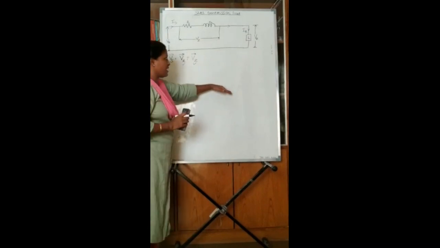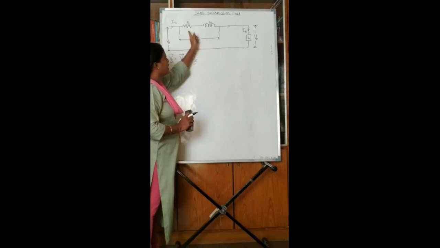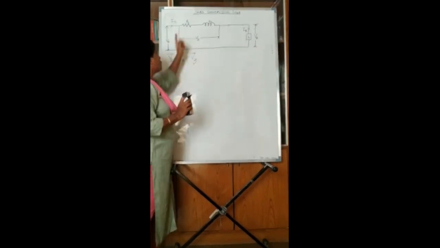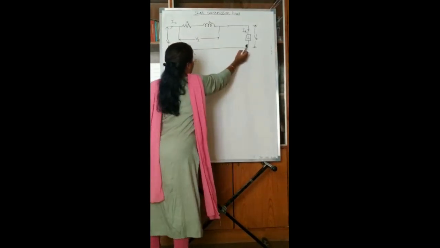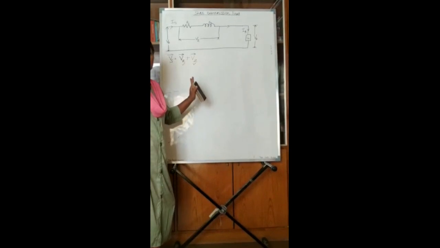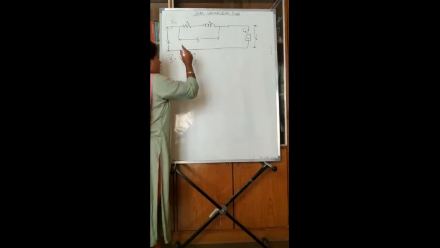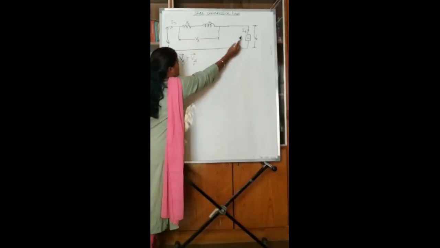Before I write the phasor diagram, with respect to what you are writing the phasor diagram, first you have to take the current as a reference. So which current shall I take as a reference? You know that it is a series circuit. Whenever there is a series circuit, always we have the practice of taking current as a reference. So let us take the current as a reference. Which current? The current flowing through the circuit.